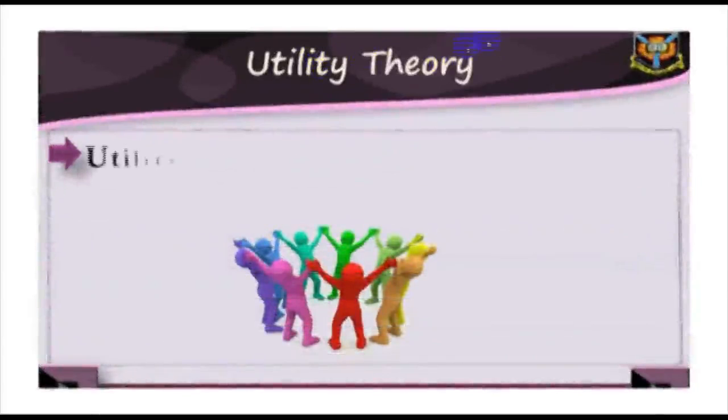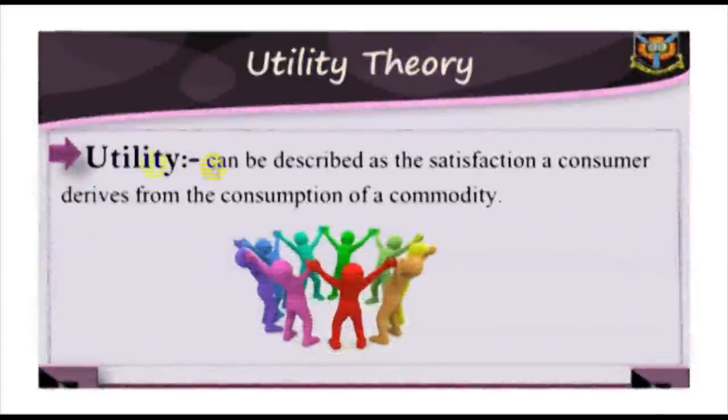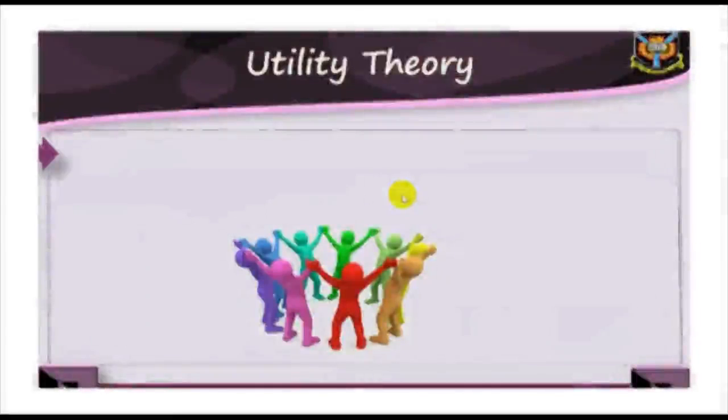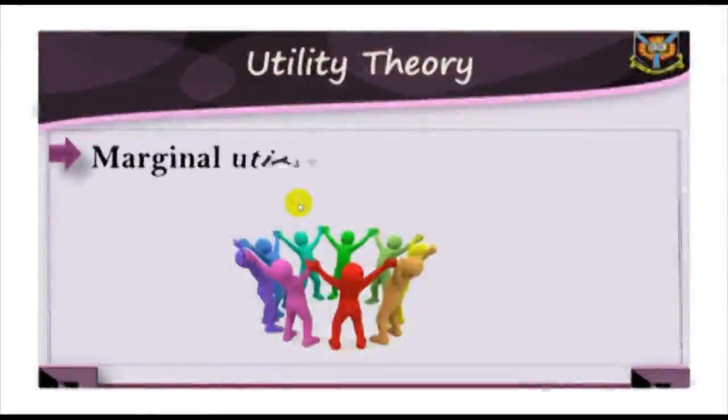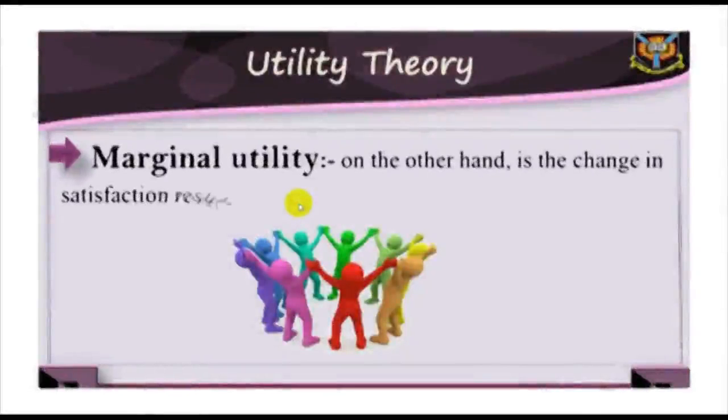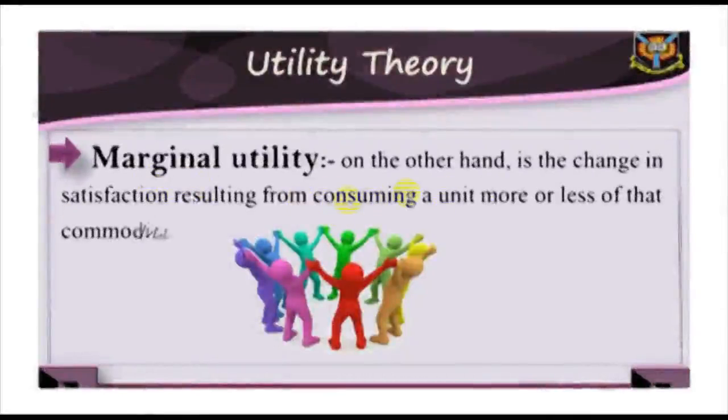Utility theory. Utility can be described as the satisfaction a consumer derives from the consumption of a commodity. It is useful to distinguish between total utility and marginal utility. Total utility refers to the total satisfaction derived from consuming some commodities. Marginal utility, on the other hand, is the change in satisfaction resulting from consuming a unit more or less of that commodity.